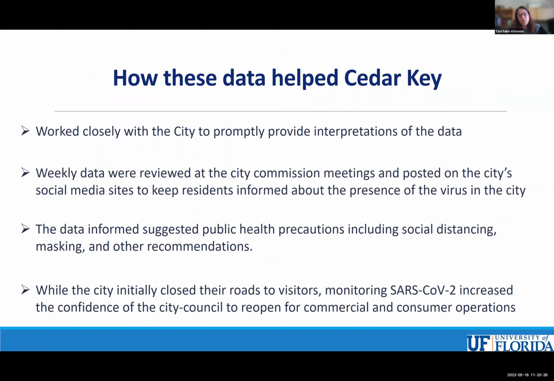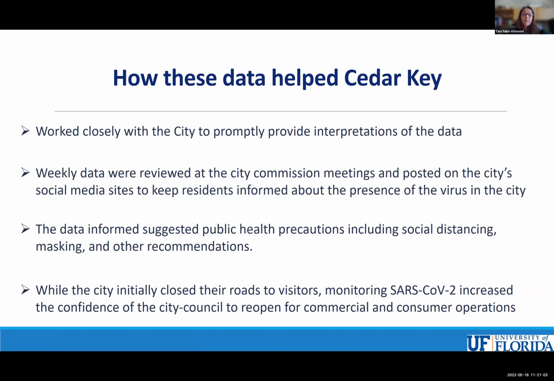And so how did these data help Cedar Key? It allowed us to work closely with the city to promptly provide interpretations of the data. This was a really important aspect that we learned about the wastewater-based framework in general, is that providing data in a way that's understandable to city officials really helped them to be able to make quick decisions about what to do with the community, whether that was to keep people from coming on the island, whether it was to open that up, whether that was to try to implement mask wearing or not, and so forth.